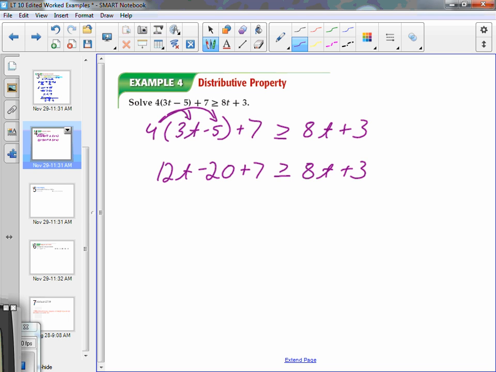We're not through simplifying on the left, though. Negative 20 plus 7 is negative 13.